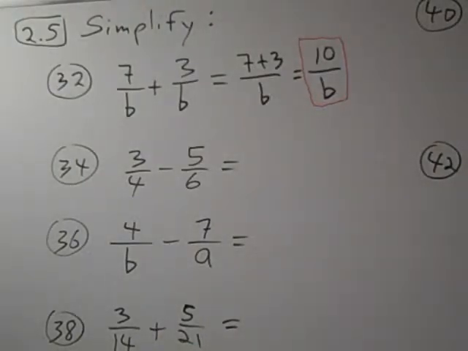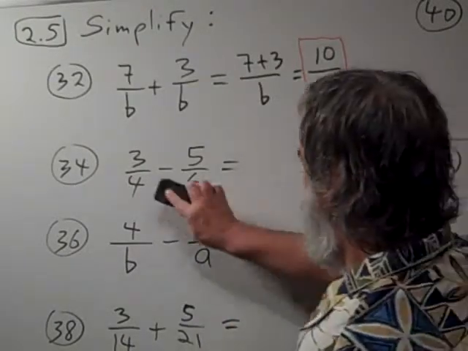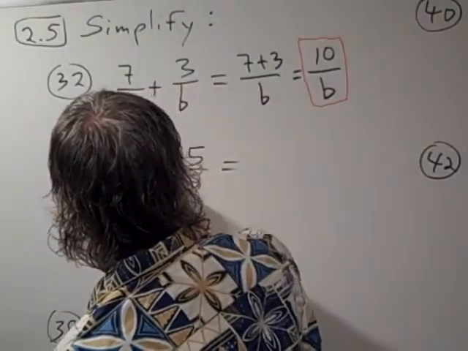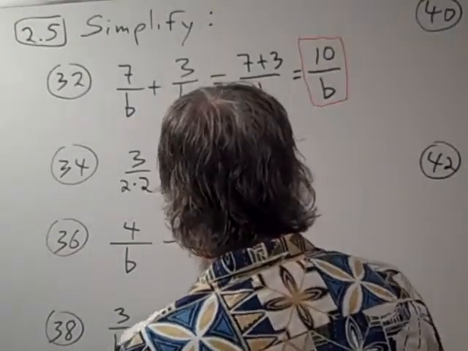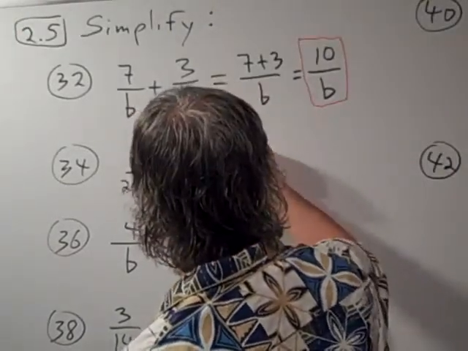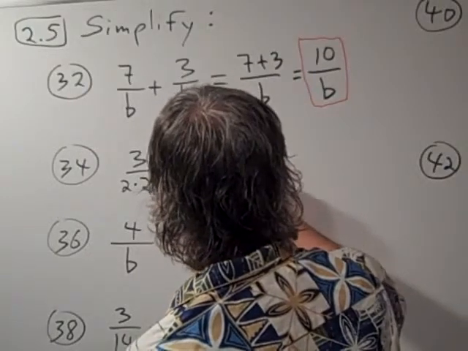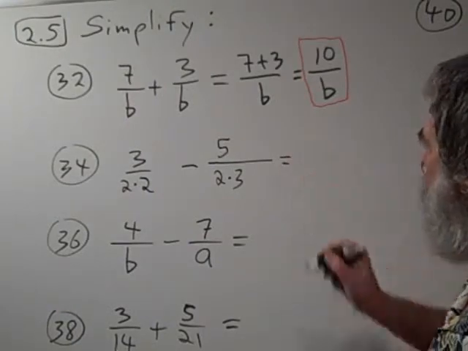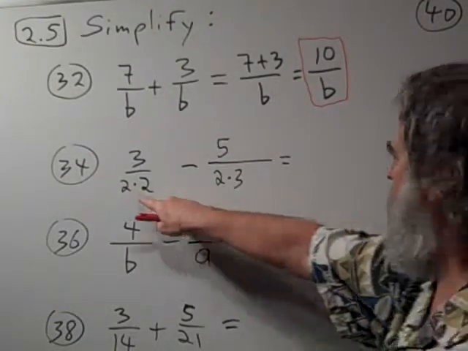In this next problem, our first step is to factor both of the denominators. The 4 is equal to 2 times 2, and the 6 is equal to 2 times 3. So the 6 down here is 2 times 3. Now we're wondering what this equals, but we can't just subtract those because the denominators are different.